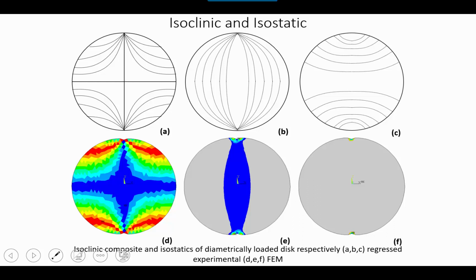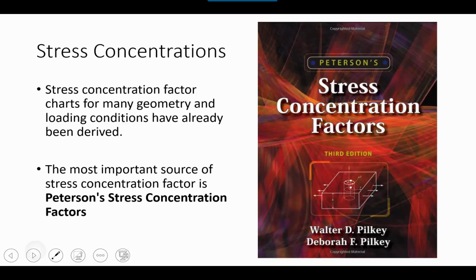Because in truth, real components are subject to complex loading. That makes it difficult for us to experimentally verify or to even apply the theory of elasticity to derive the equations. So overall, though, for many different geometries and loading conditions, for many of the ones that we commonly see in structures, equations have been derived, whether empirically from experiments or from the theory of elasticity.